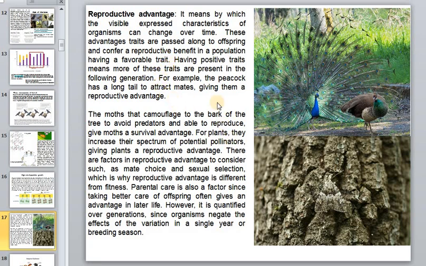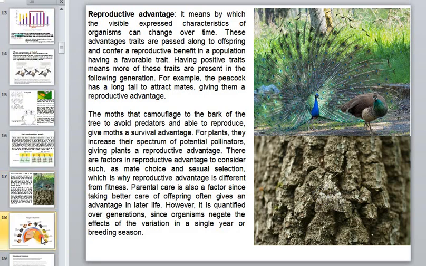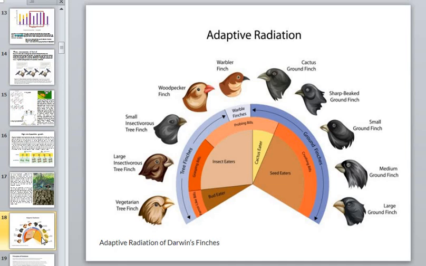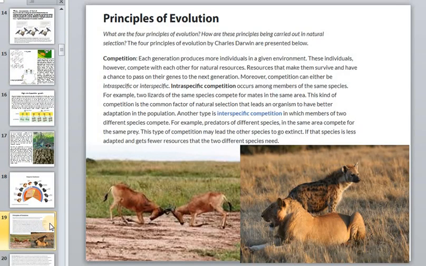For example, the peacock has a long tail to attract mates, giving it reproductive advantages. And here camouflage gives survival advantages. All generations have this the same, and here is an illustration from Darwin's book, and a new one, an illustration of Darwin. We will finish this term and start to study the principles of evolution in general.